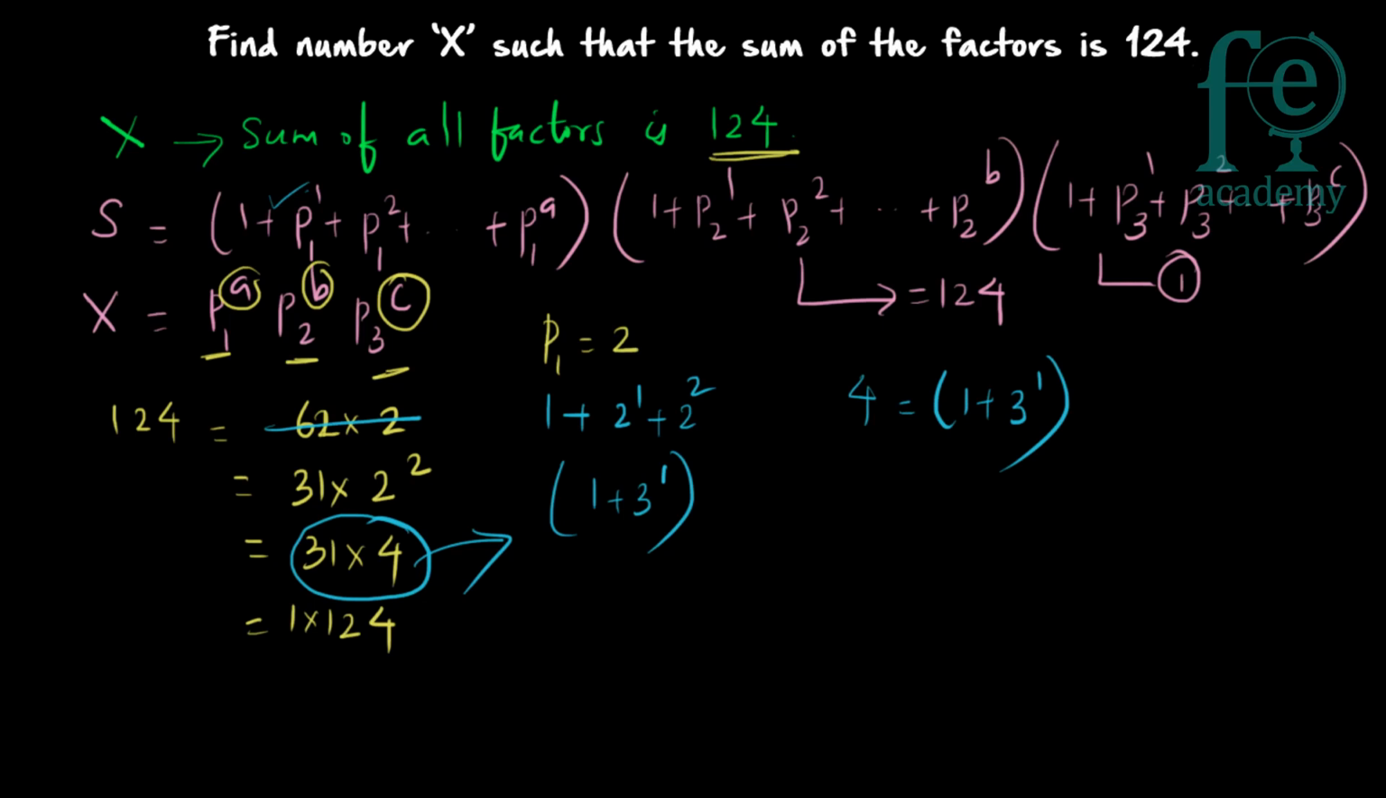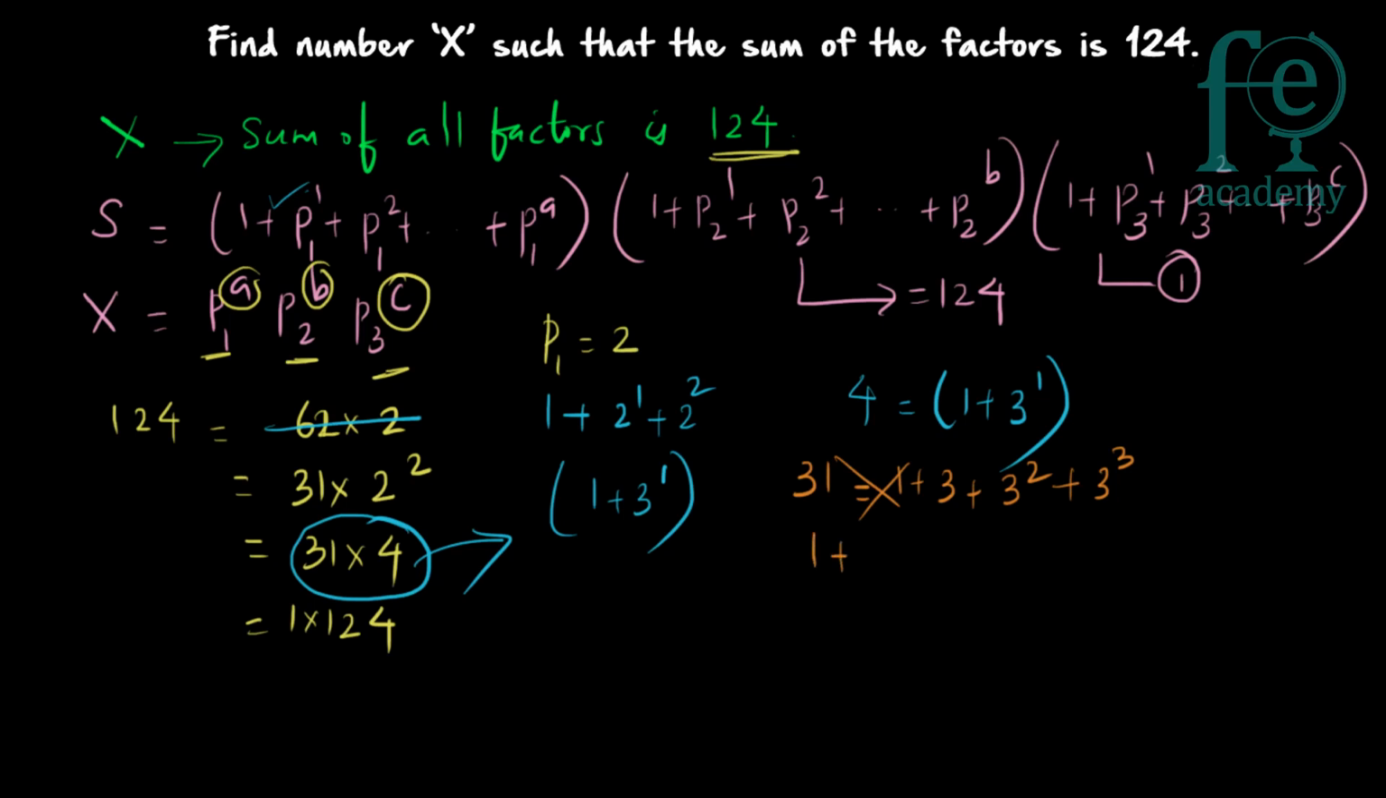Then what about 31? Can 31 be expressed in the form of a sum of powers of prime numbers? If you take the next prime number, 3 itself, can 31 be expressed as a sum of powers of 3? So 1 plus 3 is 4. The next number is 9, so 4 plus 9 is equal to 13. The next number will be 27, so 13 plus 27 will become greater than 31. So it cannot be expressed as a sum of powers of 3. Now let's try with 2.